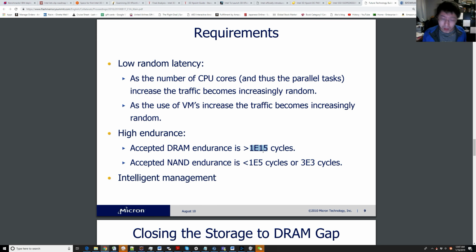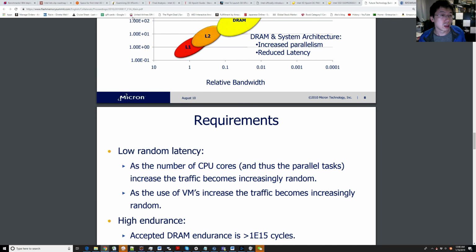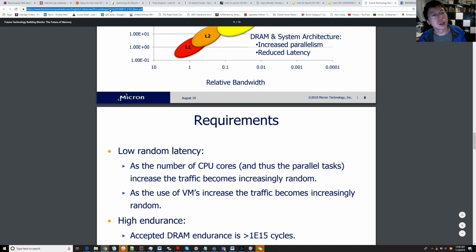A NAND does break, as you can see here. It's saying 10 to the 5 to 10 to the 3, but actually it's lower than that. They use things to hide it. But even if you stick with this, it's 10,000 times, and this is 3,000 writes. But actually nowadays these NANDs don't last that long. I don't know when this thing was written. August 10th. Oh, 2010. Yeah, that makes sense.